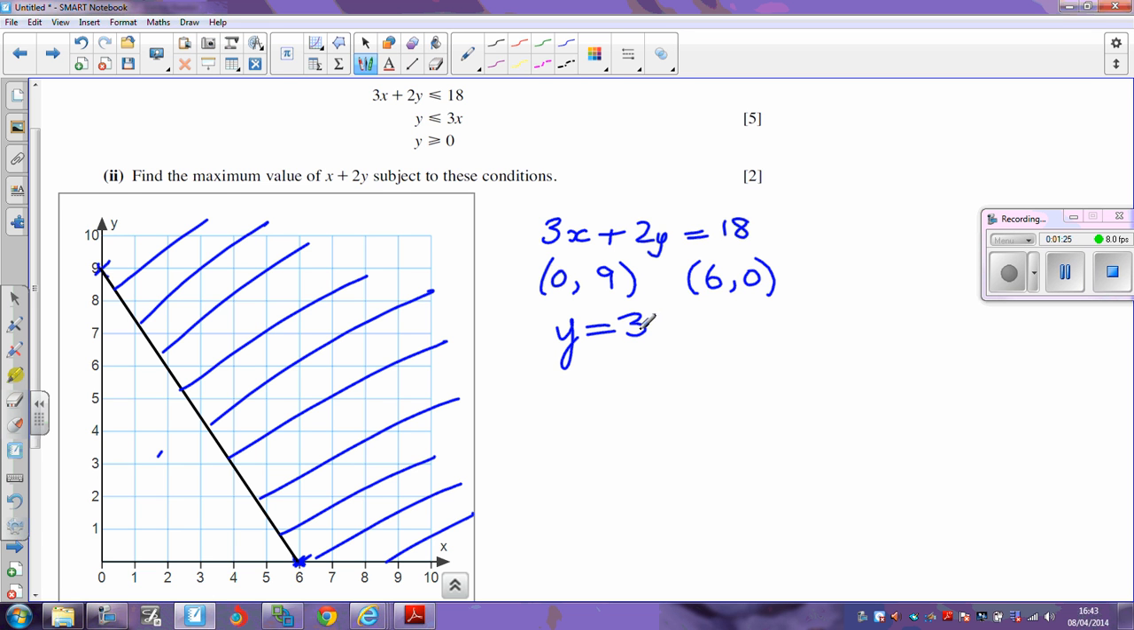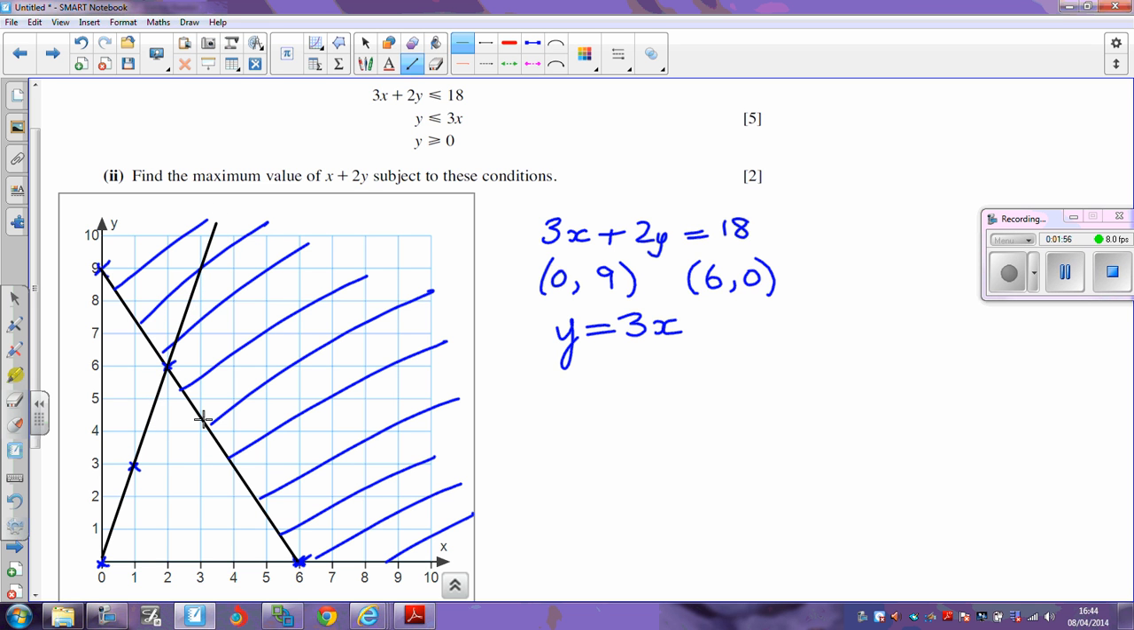Okay, next thing I need to do is y is less than or equal to 3x, so I need to draw the line where y is equal to 3x. Now the easiest way to do this one is probably to be using gradient and intercept. I can see that when x is 0, y is actually going to be 0. So what I have here is a line that goes through (0, 0), and its gradient is going to be 3, which means I'm going to go 1 across for every 3 squares up. So it's going to go through (1, 3), then it's going to go through (2, 6), and so on.